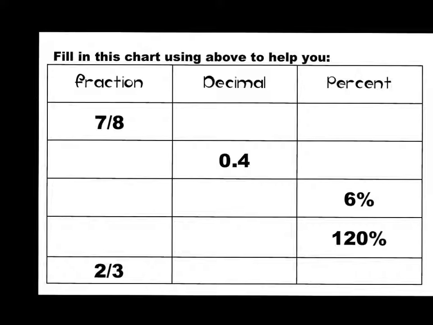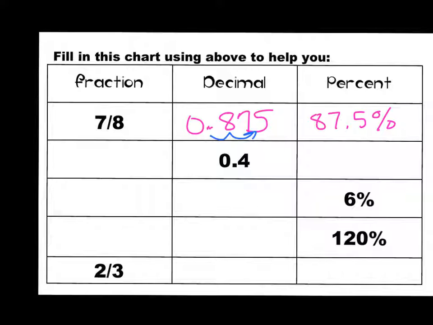I am going to go fast to try to save some time here, so follow along, pause if you need to. 7/8 into a decimal, I need to divide 7 divided by 8, and I get 0.875. Okay, again, I need to actually divide. And then changing it to a percent, I'm going to move my decimal 2 places to the right, giving me 87.5%.